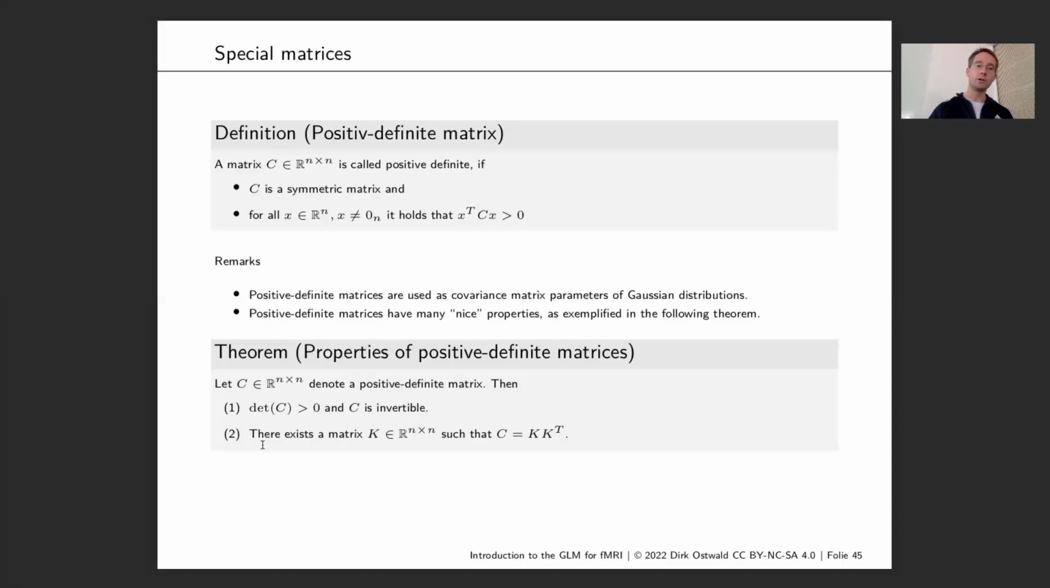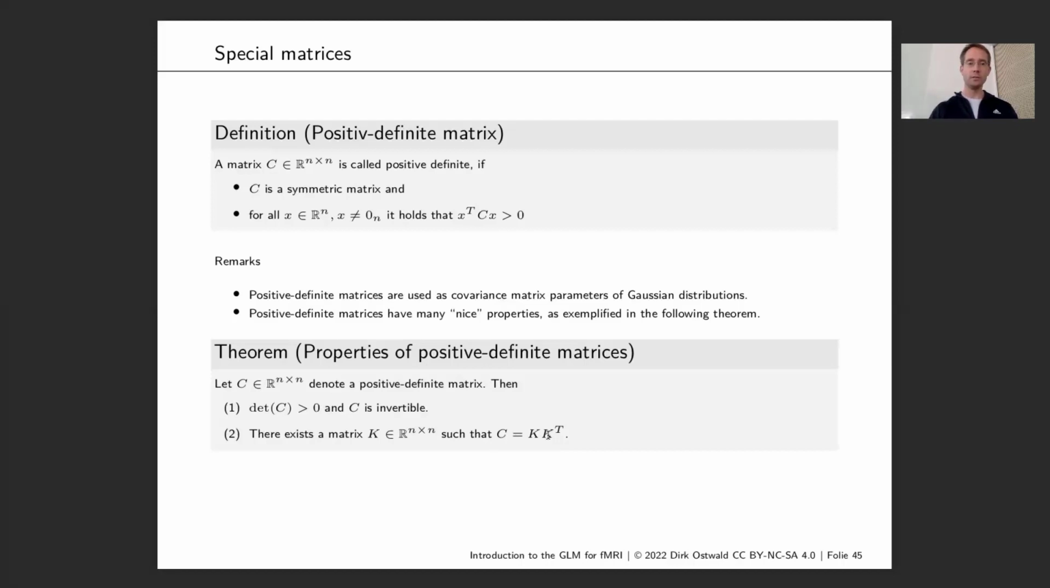Yeah, and then also these positive definite matrices have many nice properties. If you go to Wikipedia, you can look at all the nice properties of positive definite matrices. They are always invertible, so we will see the inverses of covariance matrix parameters all the time. The determinant is larger than 0, and one can actually take the square root, if you want, of these matrices. Namely, it's guaranteed that there exists a matrix K such that C can be written as K times K transpose. And this thing we will need definitely tomorrow.